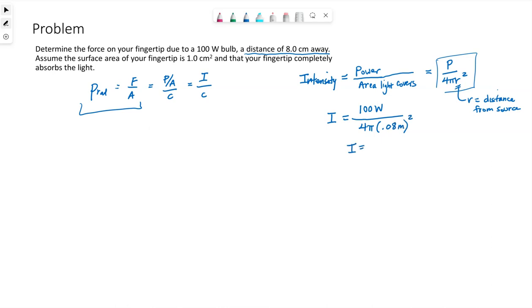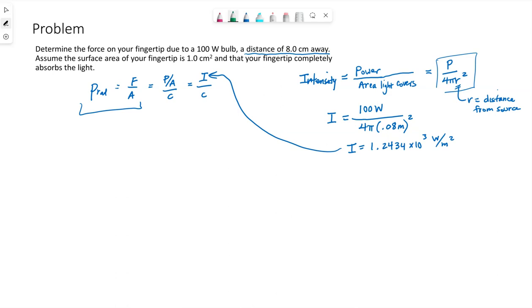This is going to give me the intensity of the light 8 centimeters away from this light bulb. So 1.2434 times 10 to the third watts per meter squared. Okay, this intensity is the intensity in our radiation pressure equation.